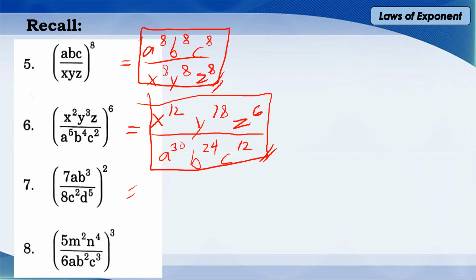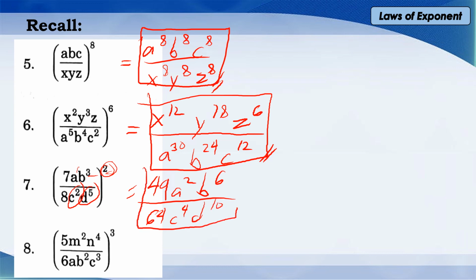So next, we have 7 squared is 49. Then a squared, b raised to 6. Bakit naging 6? 3 times 2 is 6. Ito may 1 times 2, kaya naging 2 yun. All over 8 squared or 64. C squared, that is c raised to 4. D raised to 5 squared, that is d raised to 10. Final answer. Next, example number 8.